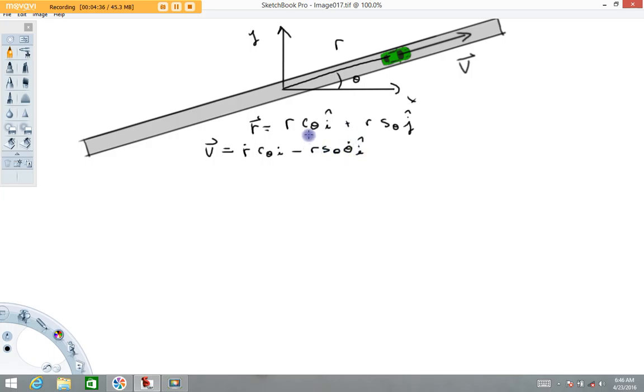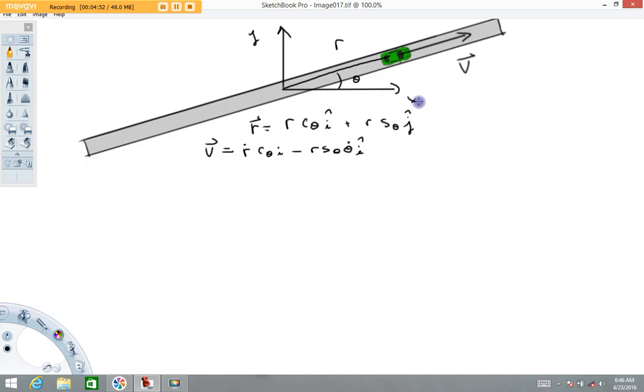The minus is coming from the derivative of cosine being minus sine. The theta dot is coming from the fact that you have to chain rule this. Remember, theta has a time derivative because this thing's rotating. Now the next term would be plus r cosine theta i dot.